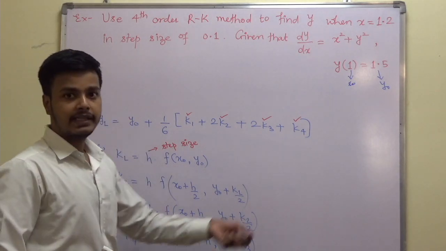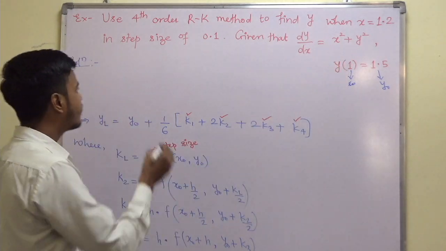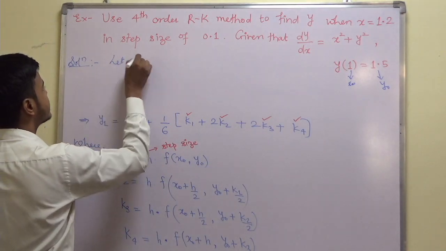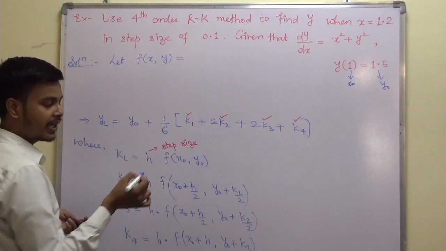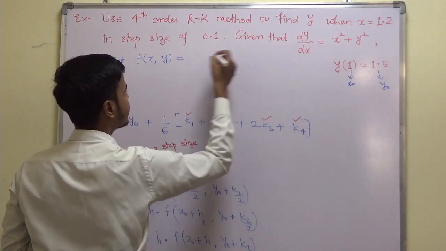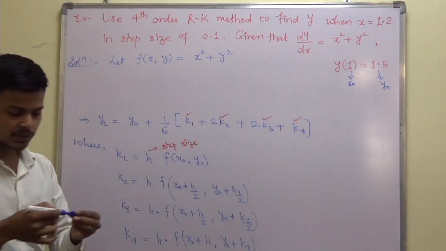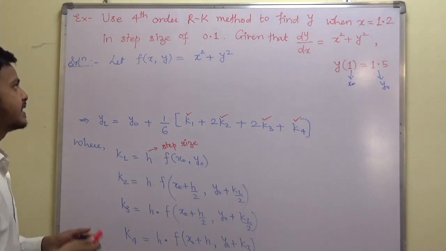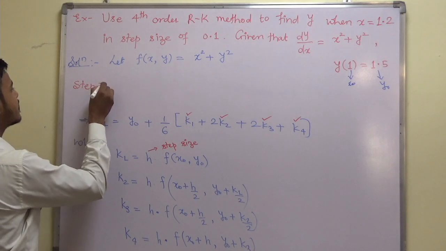So earlier we have seen y dash is equal to f of x, y. So what is f of x, y? f of x, y is x square plus y square. So this is common throughout. Now as I said, this problem will be solved in 2 steps. So let me write step 1.